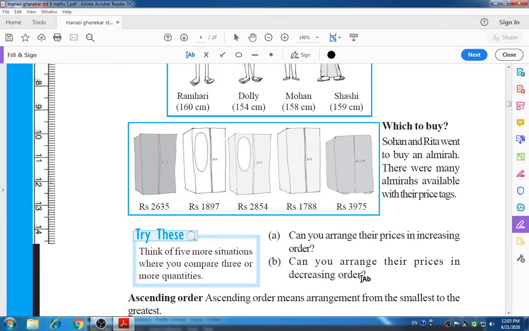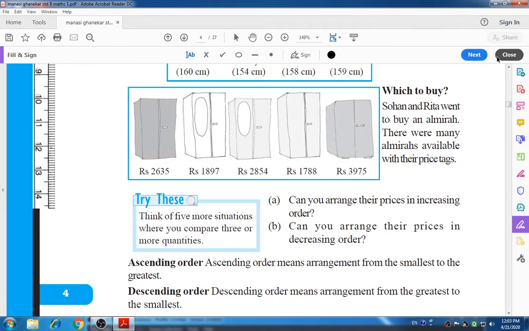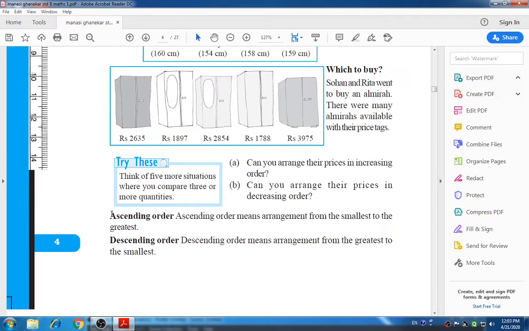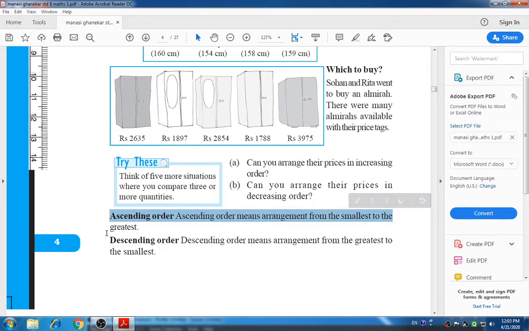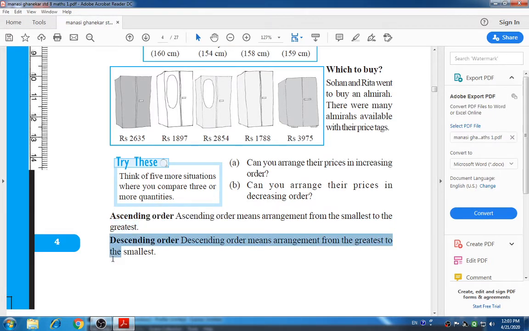I know that you don't have your textbook with you. Please stop this video and solve these questions in your notebook. Look at this carefully. It is very important that ascending order means arrangement from the smallest to the greatest, and descending order means arrangement from the greatest to the smallest. This is very important for multiple choice questions.